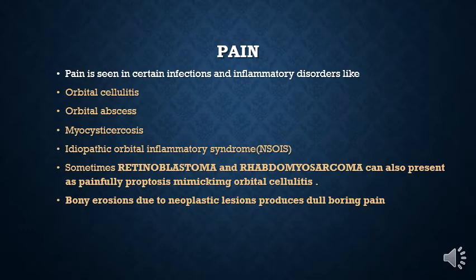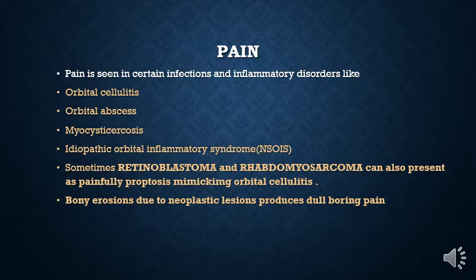Now coming to pain. Pain is seen in certain infections and inflammatory disorders like orbital cellulitis, abscess, myocysticercosis, and idiopathic orbital inflammatory syndrome. Sometimes retinoblastoma and rhabdomyosarcoma can also present as painful proptosis mimicking orbital cellulitis.